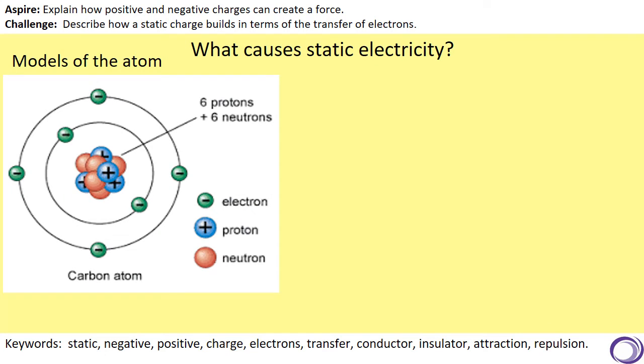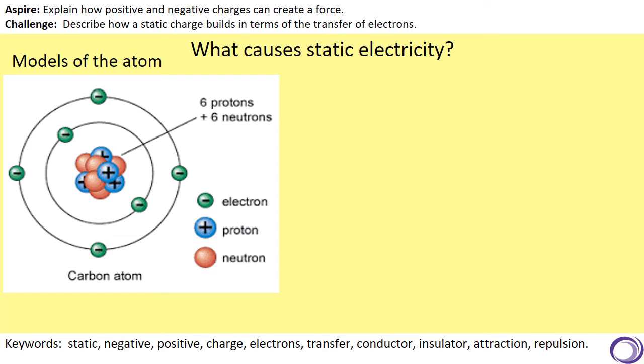Before we can try and explain what's causing static electricity, let's just have a bit of a recap on the models of the atom that we've got. This is Bohr's model of the atom, where we've got electrons in different orbits, protons and neutrons in the middle in the nucleus. So electrons have got a minus charge, protons positive, and neutrons have got no charge at all.